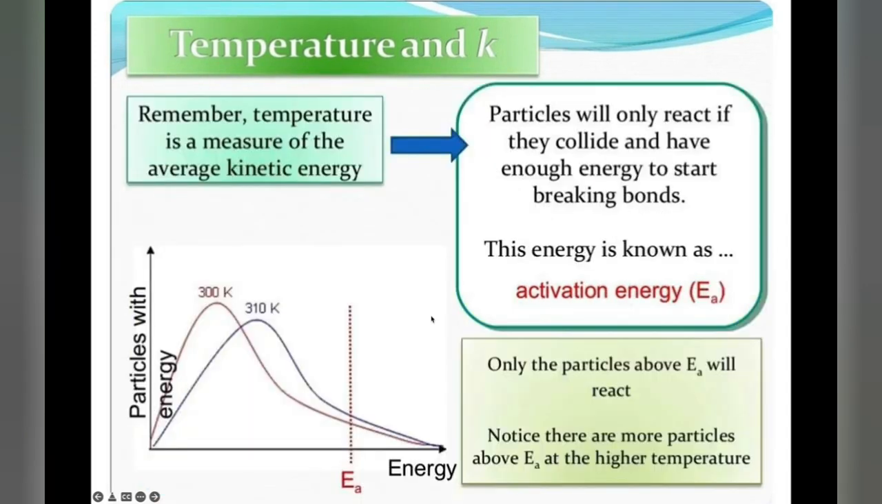Now next, again, what is temperature? It is just a measure of the average kinetic energy. And always, in order for a reaction to take place, the particles should be colliding with each other, only then they can react. And once they collide with each other, they get enough energy to start breaking the bonds. That particular energy which they should attain, so that they get enough energy to break the bonds, is known as activation energy, which we call Ea. So only if the particles have an energy above Ea, they will undergo reaction. So here you can see particles at 300 Kelvin and 310 Kelvin, two points, and this is the activation energy. So more particles will be above Ea at higher temperature.